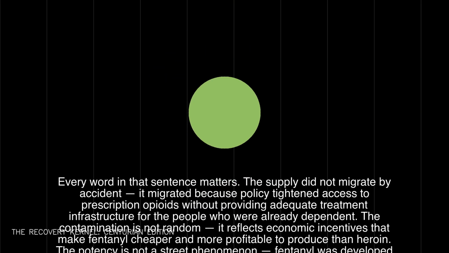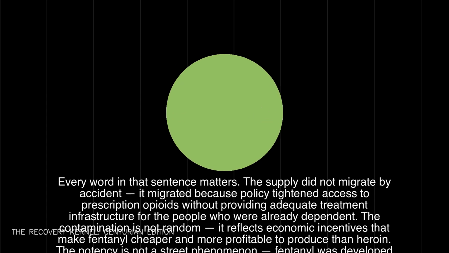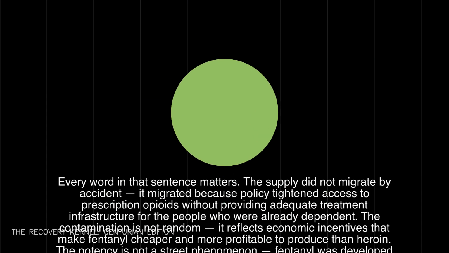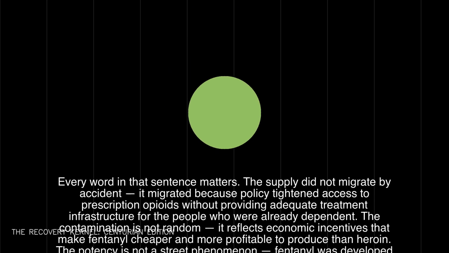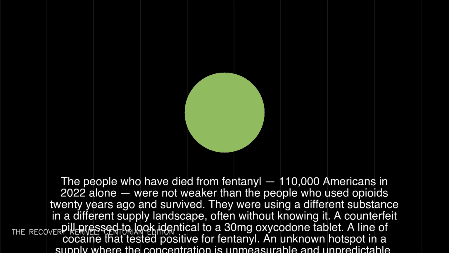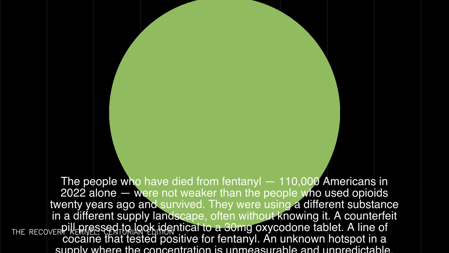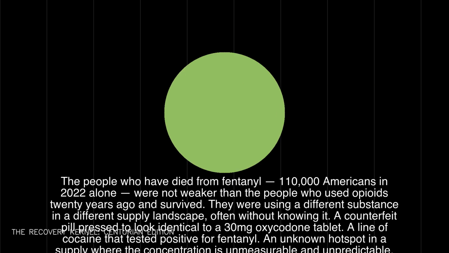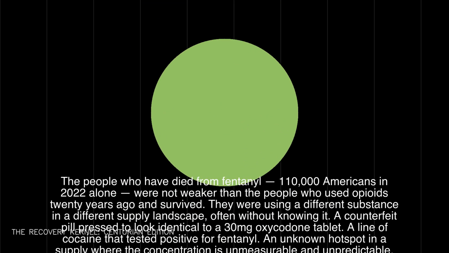Fentanyl was developed as a pharmaceutical, first used in anesthesia in 1963, and the same molecule that kills in nanograms is administered safely every day in hospital operating rooms because the dose and context are controlled. The people who have died from fentanyl, 110,000 Americans in 2022 alone, were not weaker than the people who used opioids 20 years ago and survived. They were using a different substance in a different supply landscape, often without knowing it.